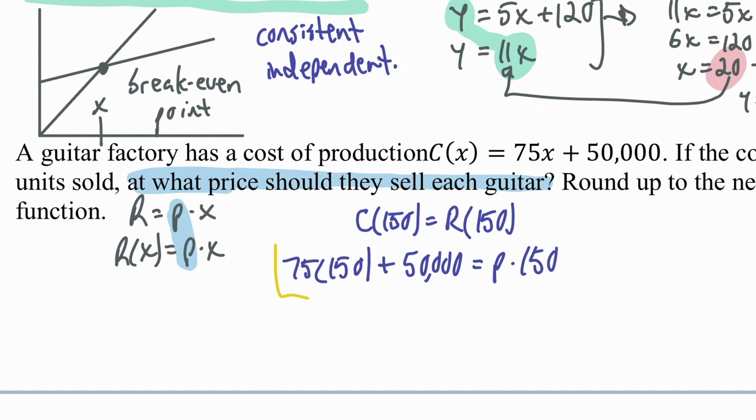So hopefully you've noticed this is a linear equation with one variable. We can solve that, right? Total up the left-hand side, divide both sides by 150, and that's what we'll get. So on the left-hand side, when we do 75 times 150, let's get a calculator out. I'm tempted to try to ballpark in my head, but let's skip that. So I get 11,250 for that product, and plus 50,000 is 61,250.